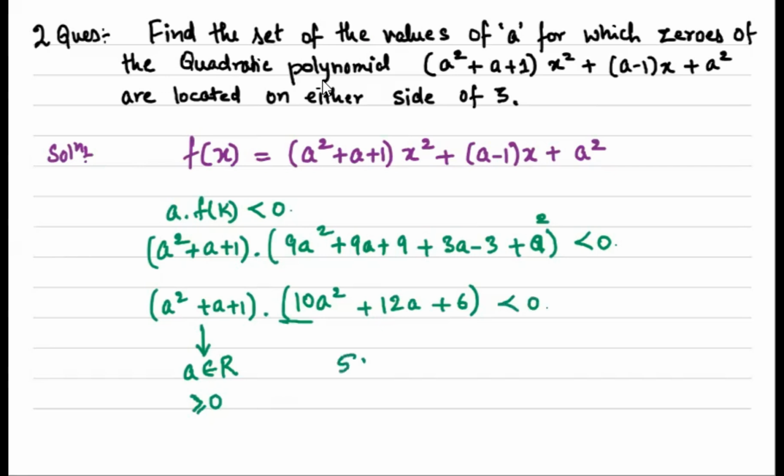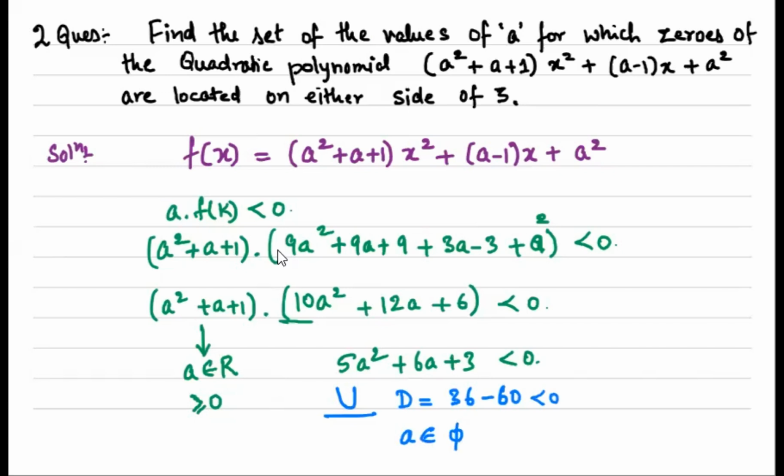So if I take 2 common, I'll get 5a square plus 6a plus 3 to be less than 0. From the leading coefficient, the graph of this will be opening upwards. And if I check the discriminant, it is b square, 36 minus 60. Right, so the discriminant is less than 0. That means the graph is above the x-axis. So there is no value of a for which it is lesser than 0. So the graph of 5a square plus 6a plus 3 is always above the x-axis and therefore a belongs to the empty set.